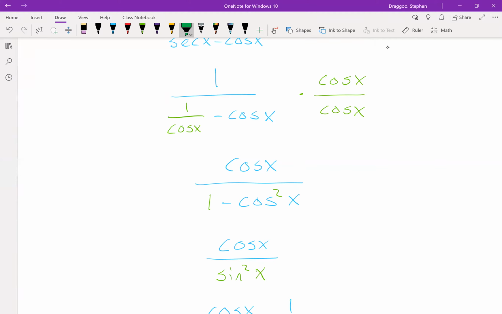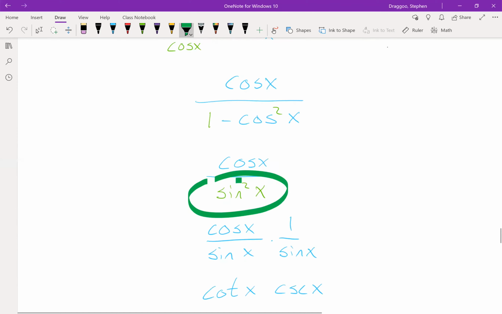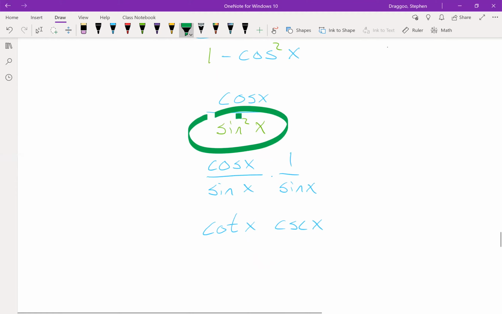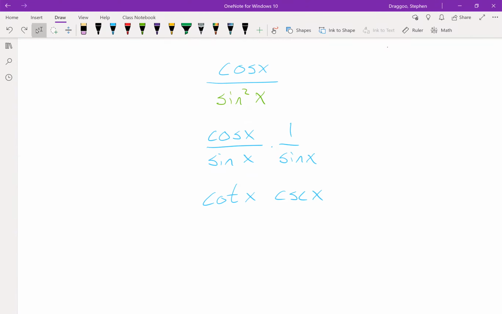One minus cosine squared is a Pythagorean identity. I know that that's equal to sine squared. And then, because I need to get this thing into the right form, I am going to separate my denominator into sine times sine, and then also separate that out so that I have cosine over sine times 1 over sine. That way I can change those pieces into cotangent x times cosecant x.